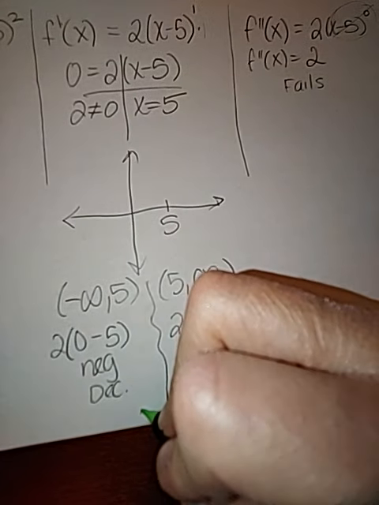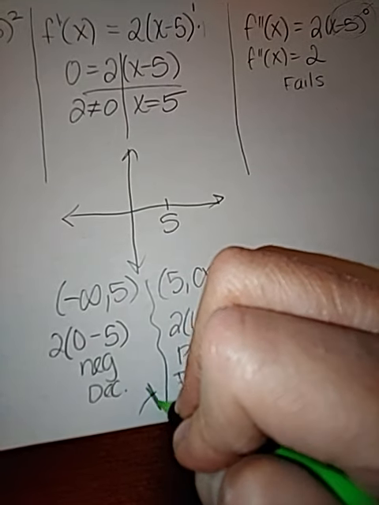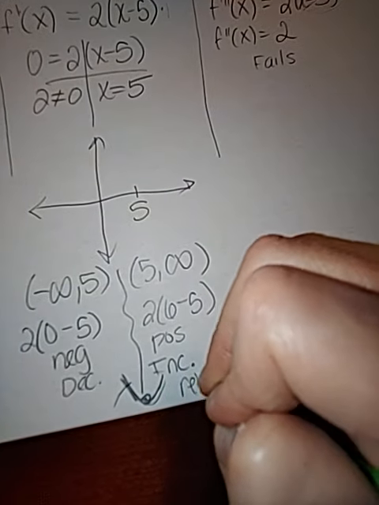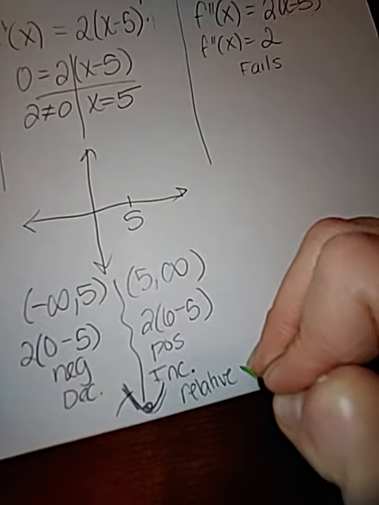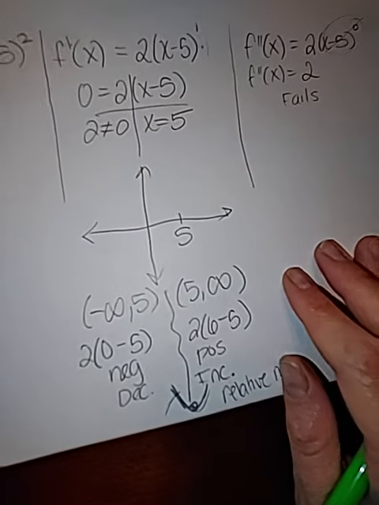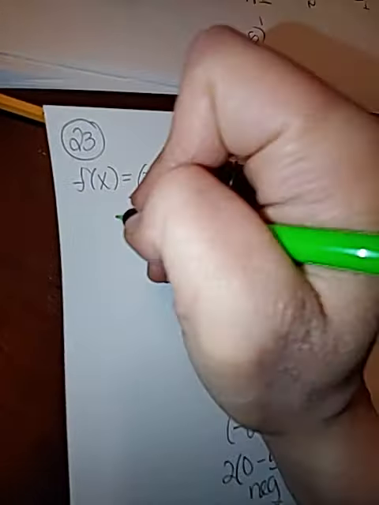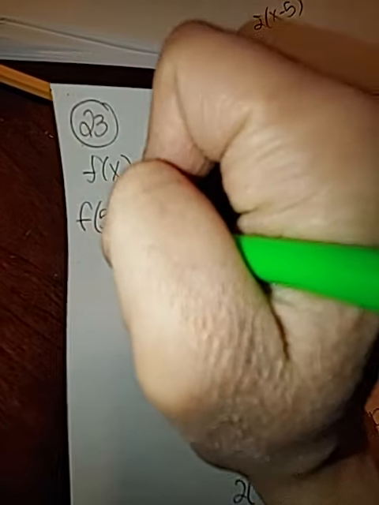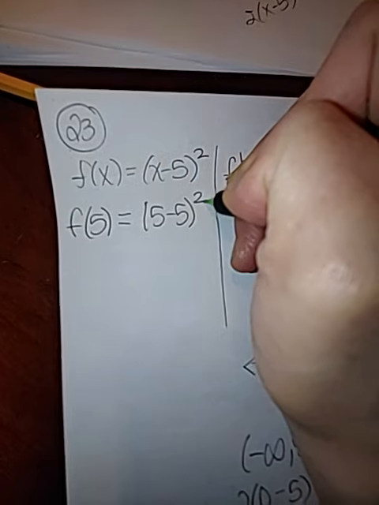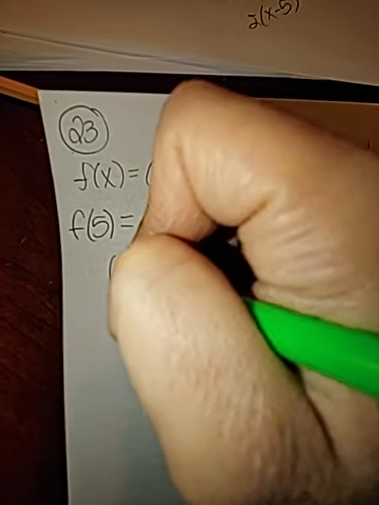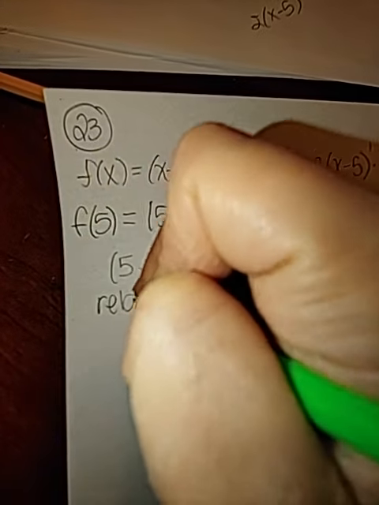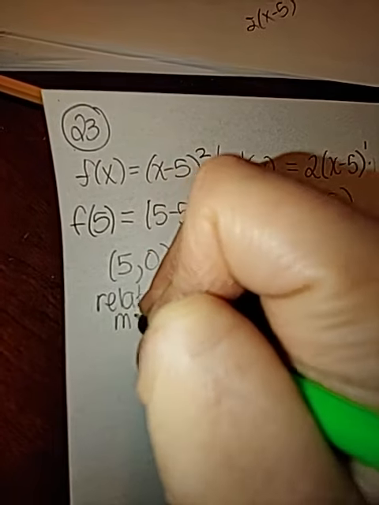So my graph is going from decreasing to increasing, which means I have a relative minimum at x equals 5. So I now go back to my original function, and I evaluate 5. I get 0 squared, which is 0. So my point is (5, 0). And that is my relative minimum.